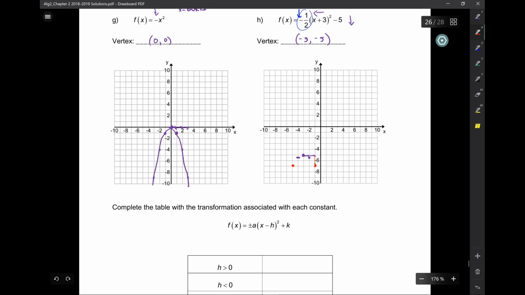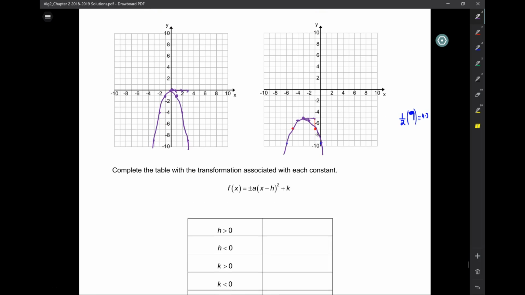If I go over 3, how much do I go down? I would have gone down 9. I go down half of 9, so 4.5. So 3, 1, 2, 3, 4.5. And my parabola will look like this. Okay? Isn't that cool? You guys are expert parabola drawers now.